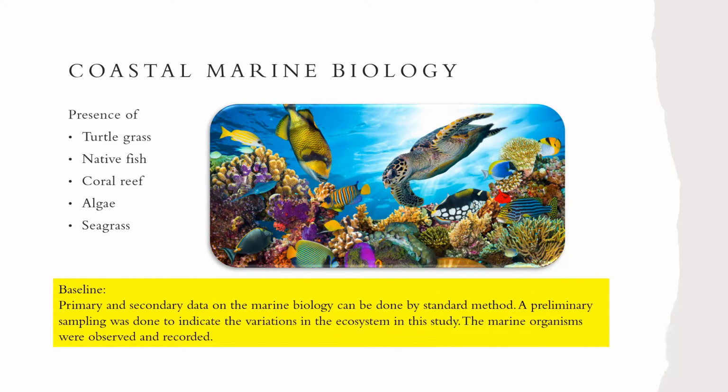Inside the coastal marine biology, there are turtle grass, native fish, coral reef, algae, and seagrass. For the baseline study, primary and secondary data on the marine biology can be collected by standard method. A preliminary sampling was done to indicate the variations in the ecosystem in the study. The marine organisms were observed and recorded.